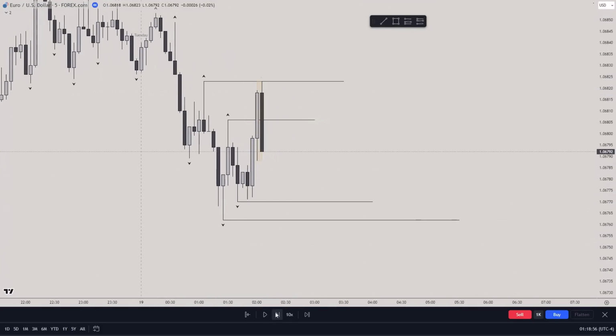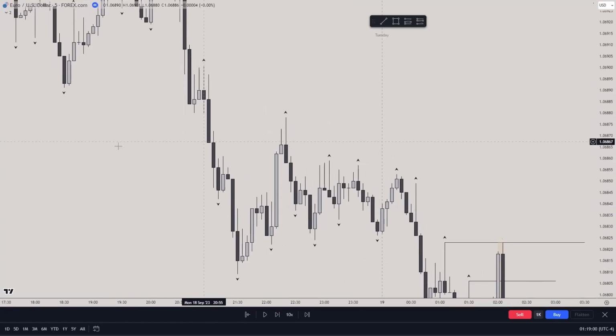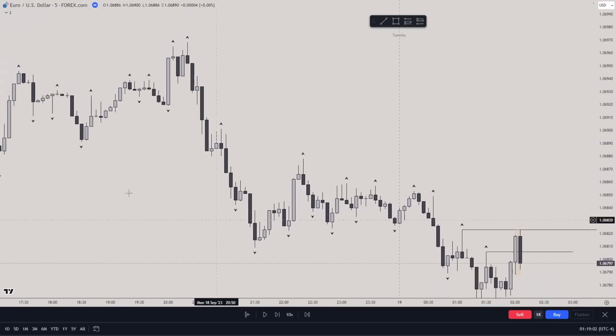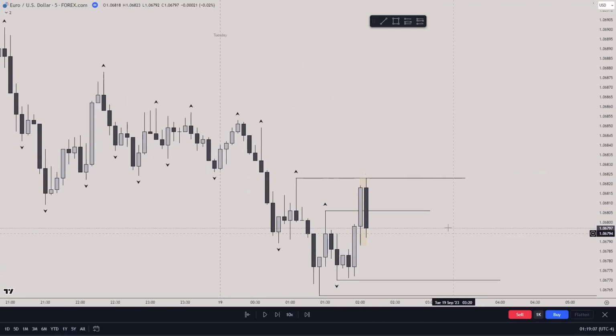Let's see if price is going to go to one of those liquidity levels. I'm not trying to cherry pick some examples, just look for the good examples. I'm trying to be as honest as I can.